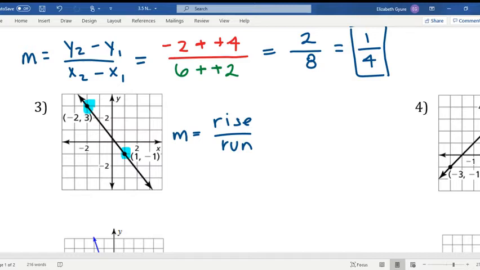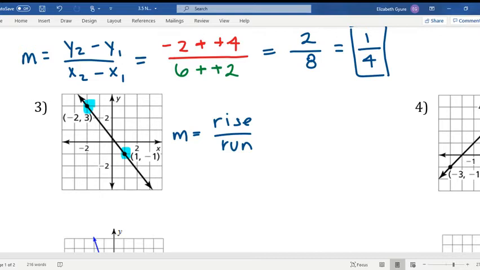Now, a couple of things about counting on a graph. If I'm counting up, Aaron, are you on your phone? Put your phone away. If you're counting up, is this going to be a positive or a negative value? If I'm counting up. Positive. What if I'm counting down? Negative. What if I'm counting to the right?